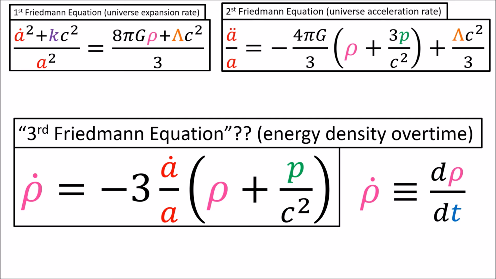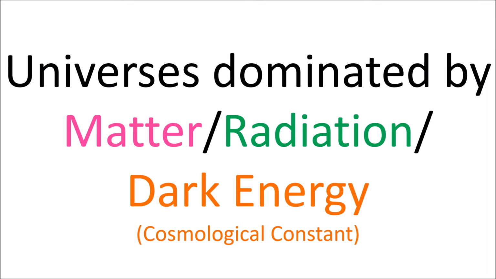So there are many ways to arrive at this equation, but the equation basically encapsulates how local conservation of energy works in a universe with a changing spatial scale. Before we start looking at different possible models of the universe, let's quickly look at the behavior of universes that are dominated either by matter, radiation, or the cosmological constant, also called dark energy.